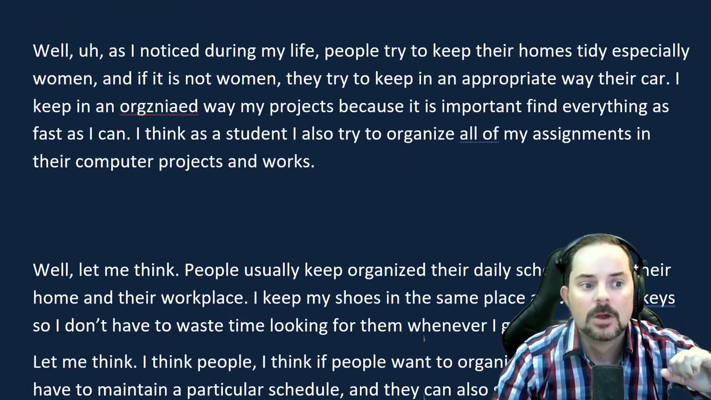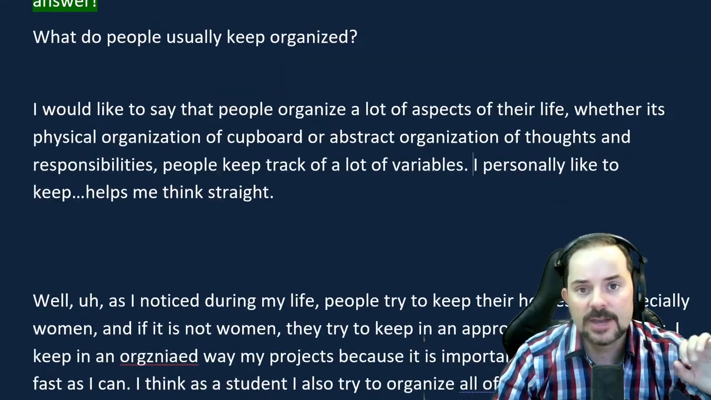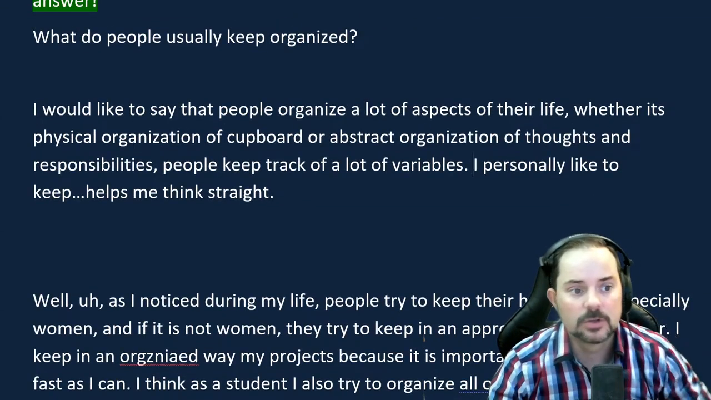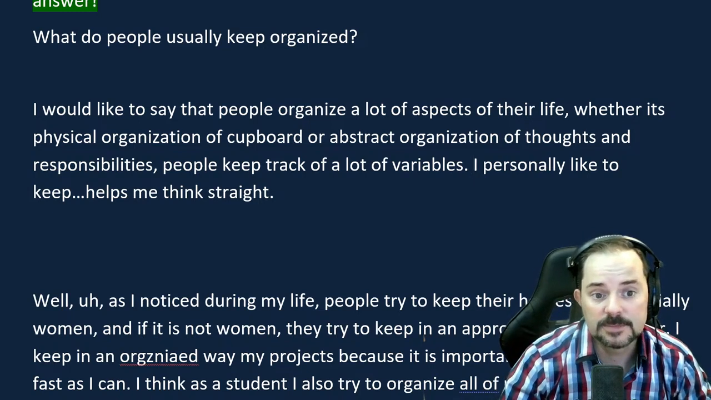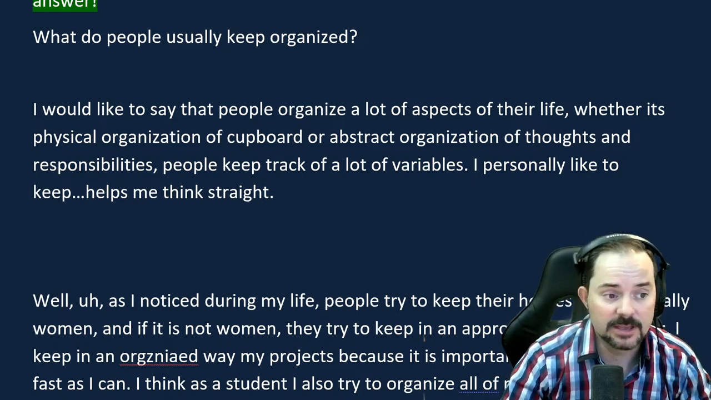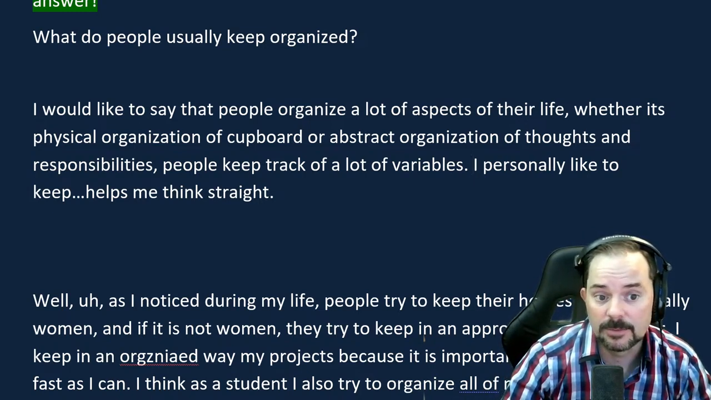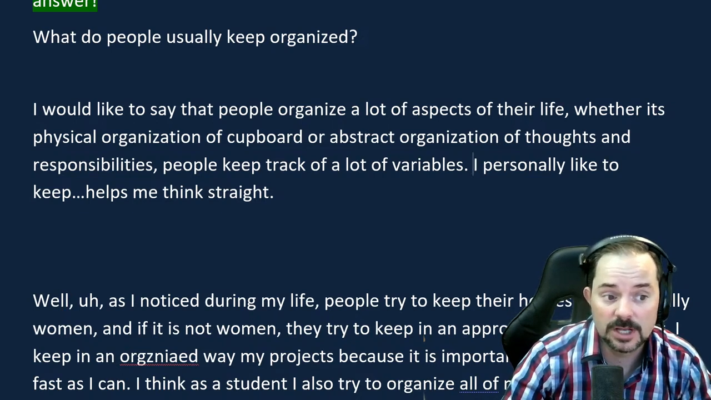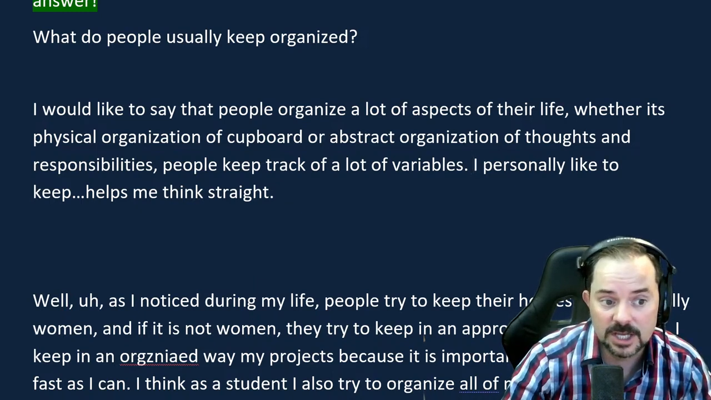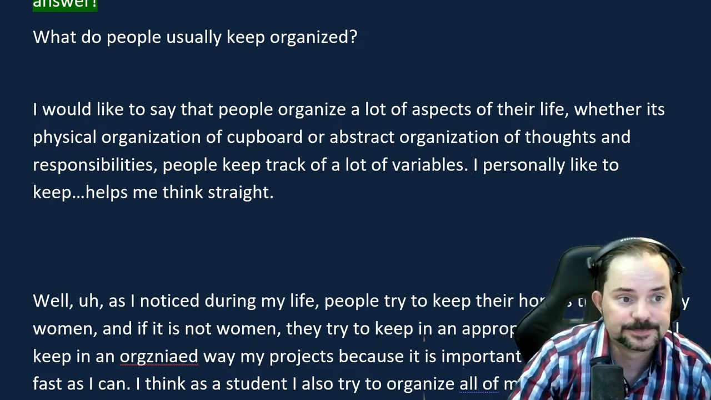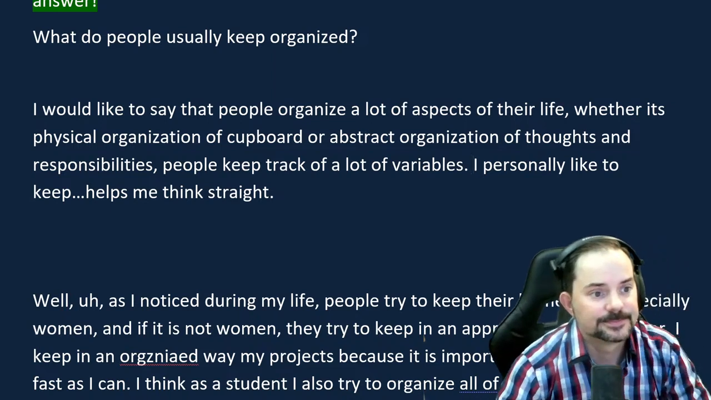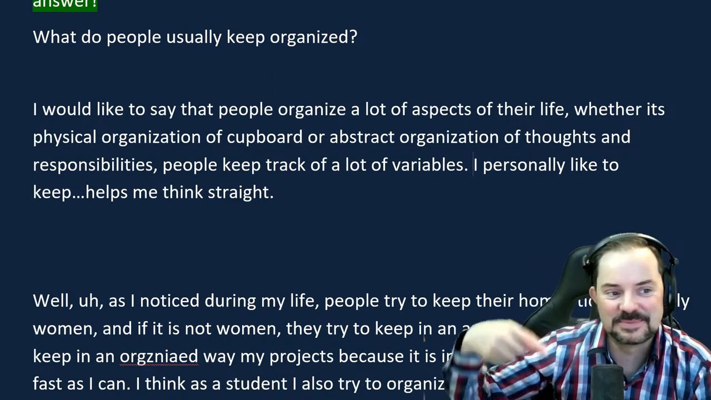Okay. All right. So just try this, and this repetition is for everybody. So in my experience, people organize a lot of aspects of life, whether it's physical organization of cupboards or abstract organization of thoughts and responsibilities. People keep track of many variables. I like to organize my schedule so that I can think straight. Awesome. Thank you so much. Just repeat it. Try to repeat it.